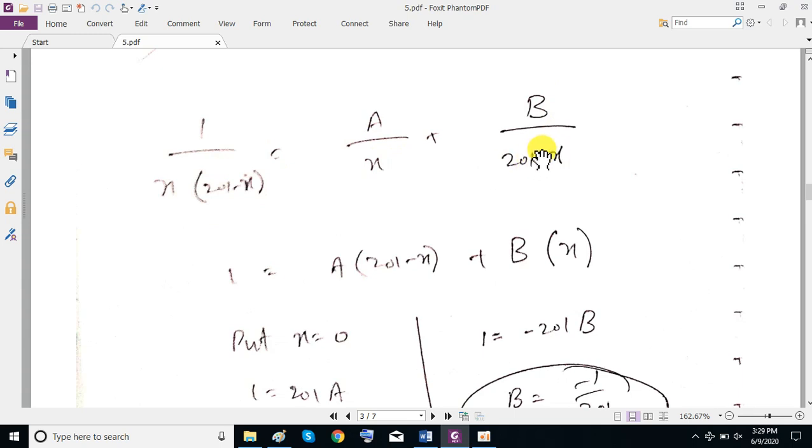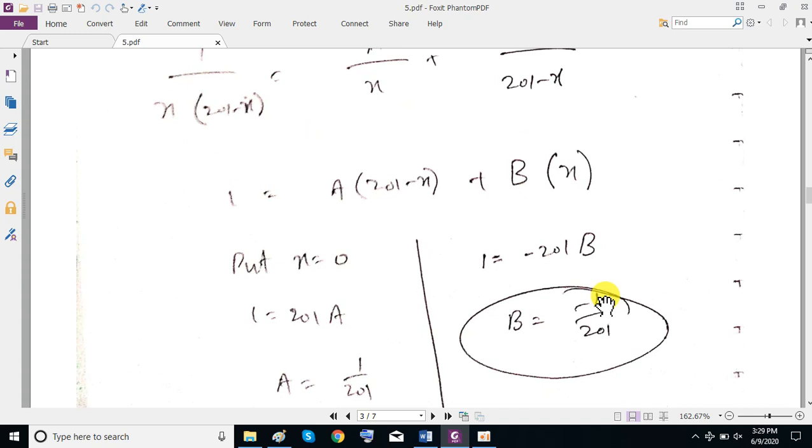Divided by the second term, and after that we multiply this denominator with both sides, so we get 1 is equal to a(201 minus x) with this one, because this x is cancelled with x, plus b into x, because the 201 minus x will be cancelled. And after that we put x is equal to 0 in this equation, so we get 1 is equal to 201a, and the value of a is equal to 1 divided by 201.